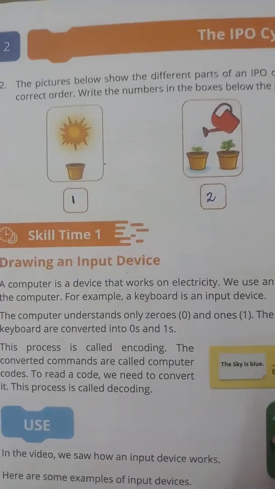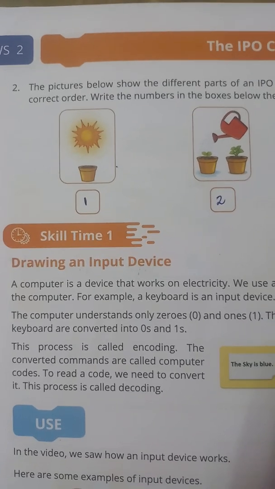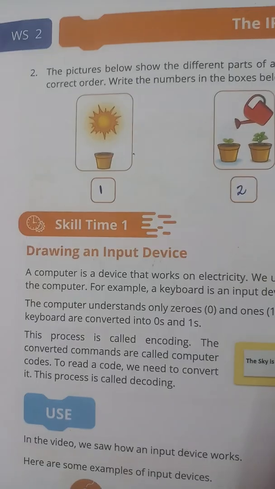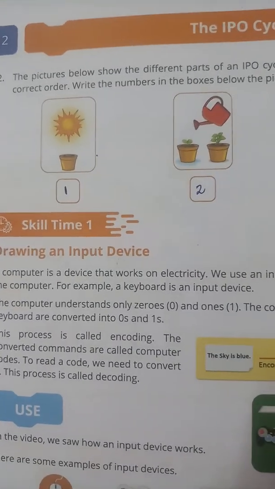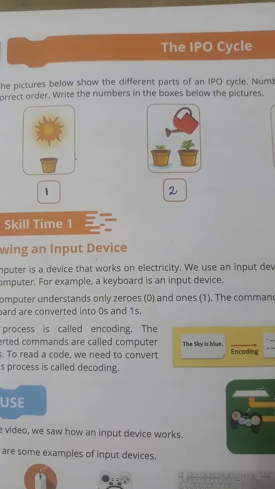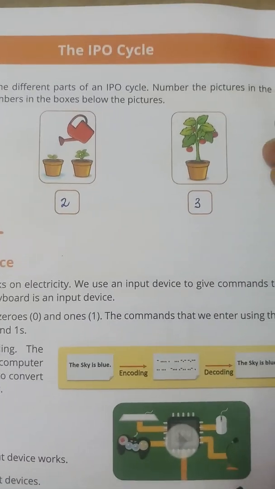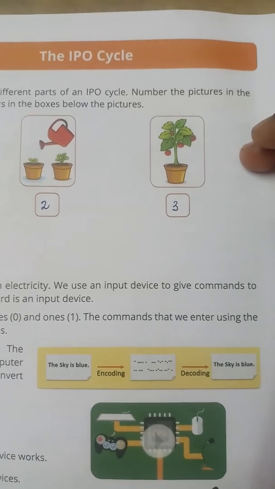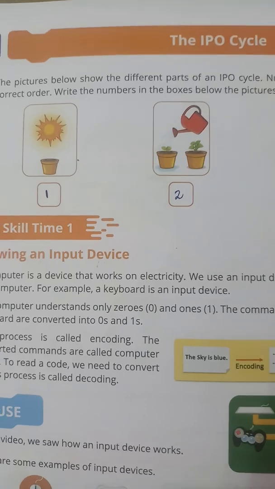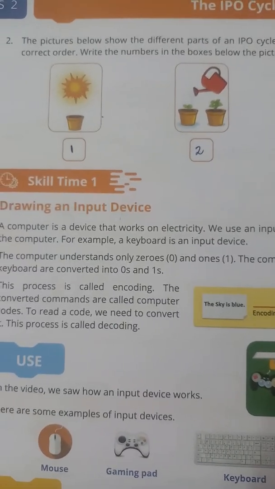First skill is drawing an input cycle. We all know that a computer is a device that works on electricity. Without electricity, a computer can't work. We use an input device to give commands to the computer. For example, I already told you that the keyboard is an input device.